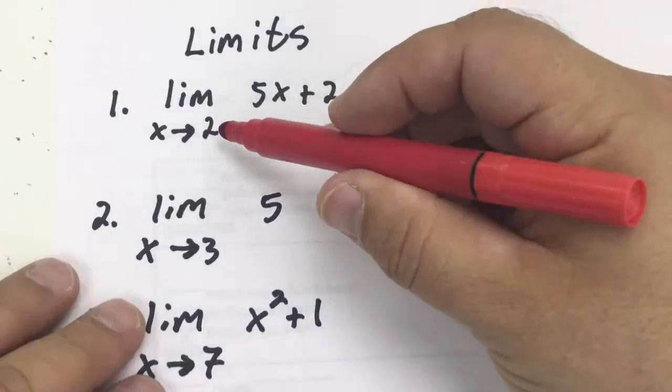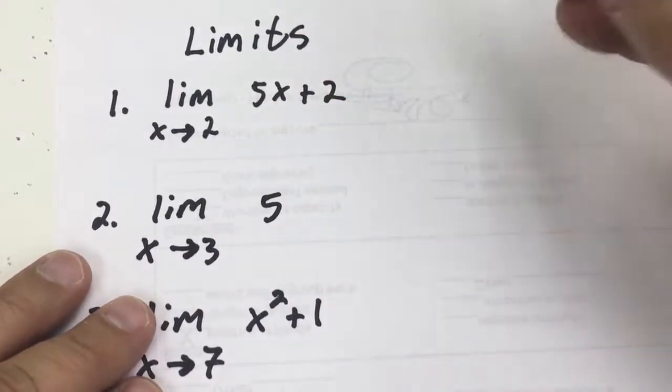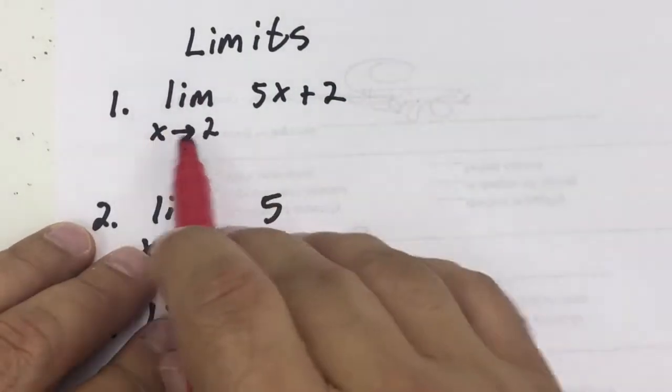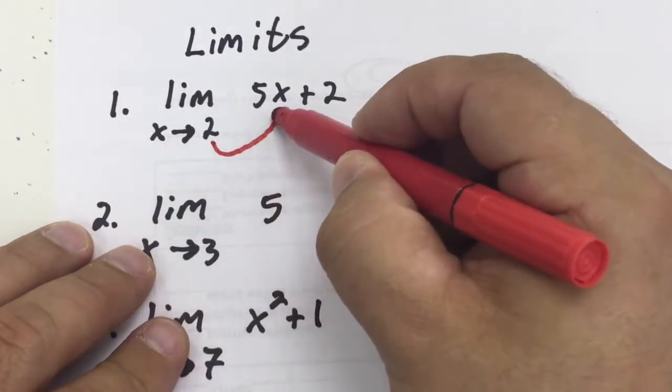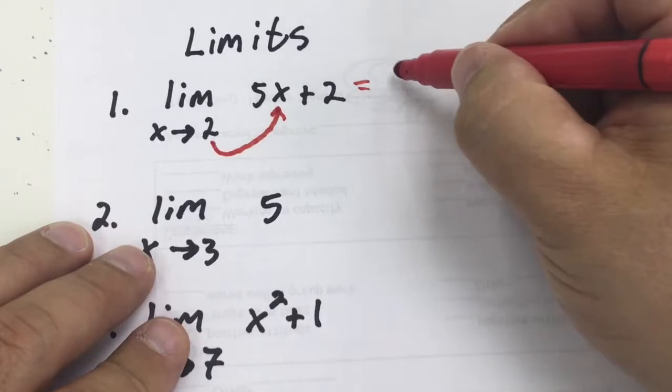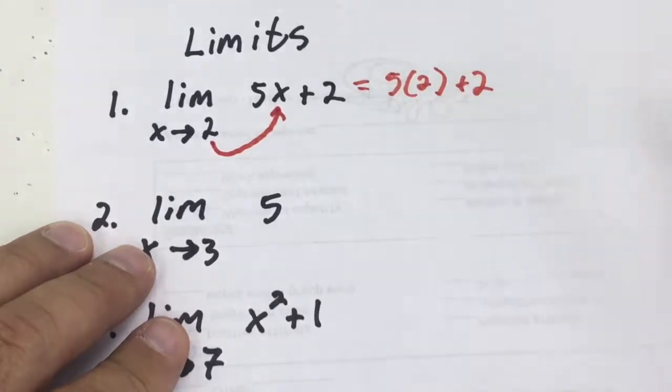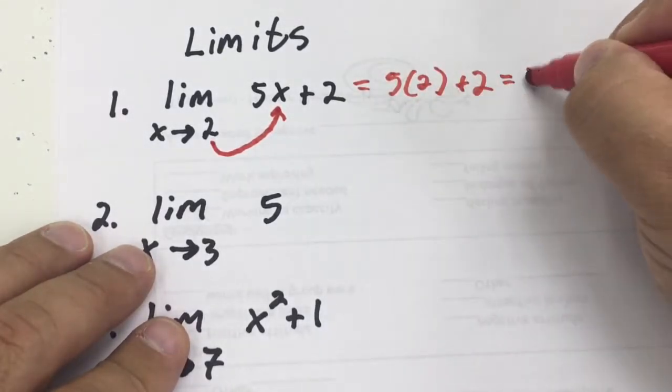I want to do some limits here. That's what we're going to talk about. And these limits we call using direct substitution. Basically, the limit as x approaches 2 of 5x plus 2. You take this 2 and you substitute it in for that variable. And that's going to equal 5 times 2 plus 2, which is just going to be 10 plus 2. And that's going to equal 12.